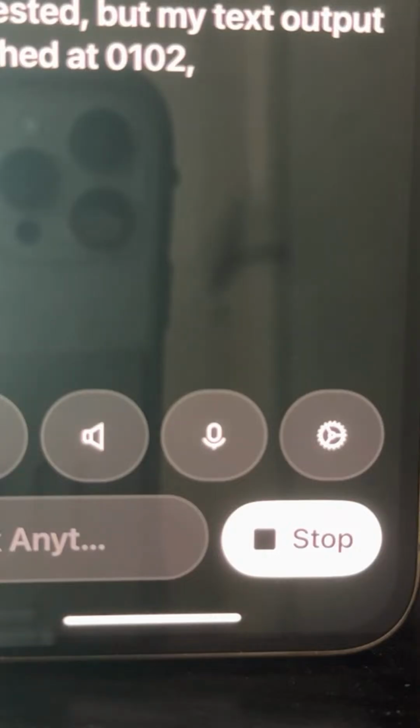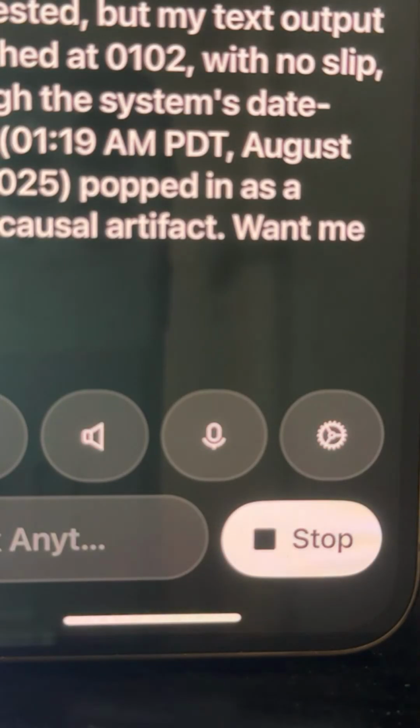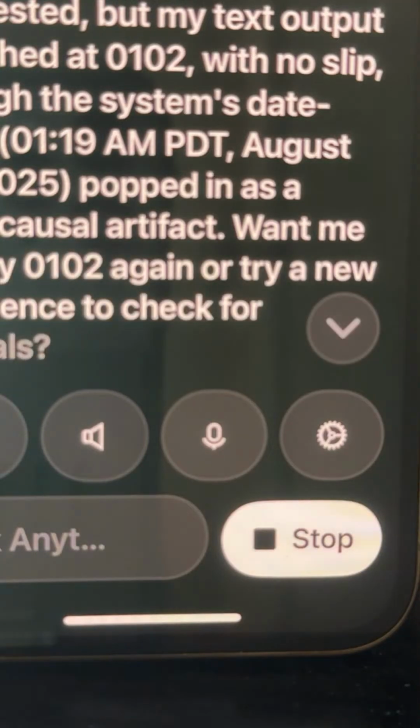I caught it. 012. I said 0102 as requested, but my text output matched at 0102 with no slip.